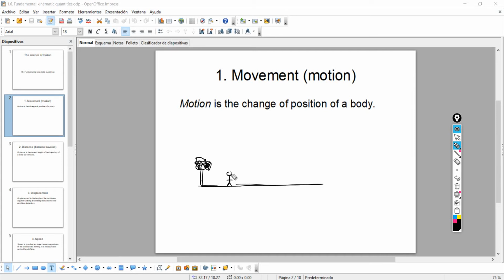When you observe that he goes from one position, for example, let's say 2 meters from the tree, and if you observe that at a time later, the person is further away from the tree, then you can say that this person has moved. It's basically that. Why? Because this person has changed the position. With respect to what? In this case, with respect to the tree. Okay, that's basically what it means.